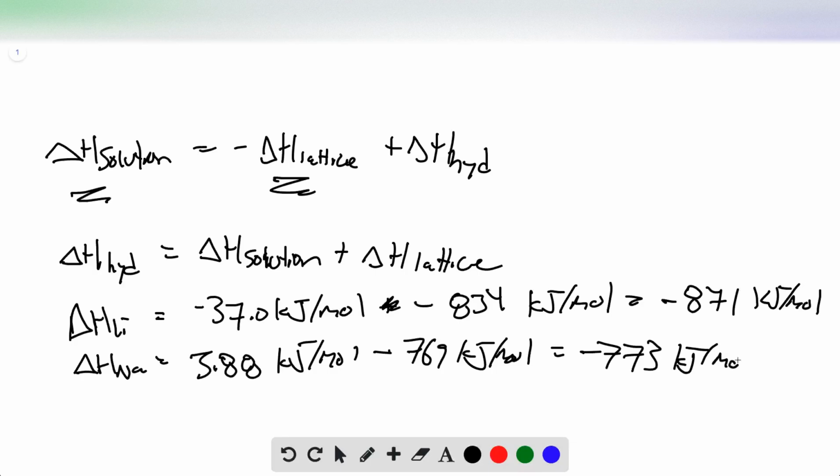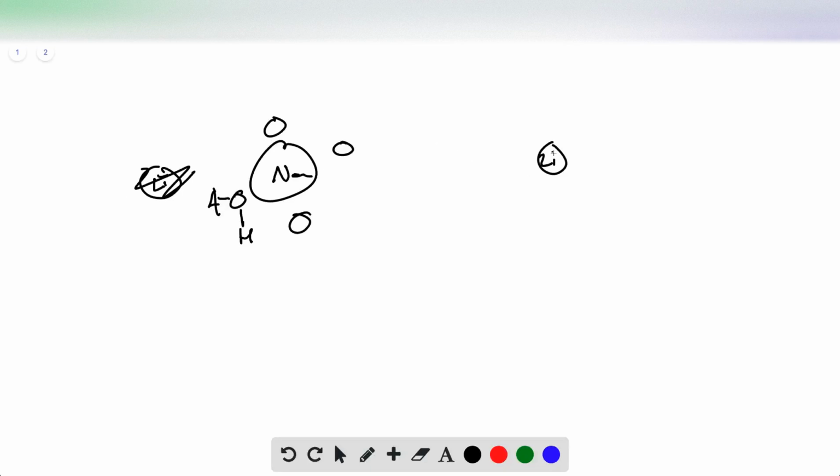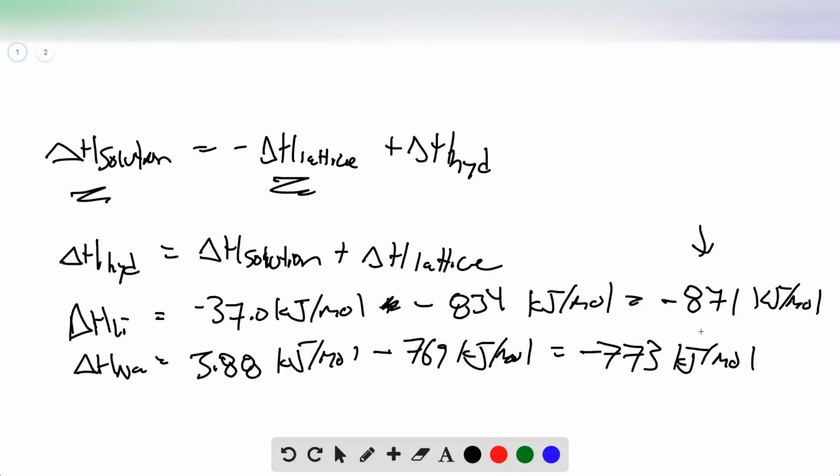Okay, so we can see that lithium has a significantly lower, more exothermic heat of hydration than sodium does. And the reason is this. Sodium and lithium are basically exactly the same, but sodium's way bigger. So sodium requires a certain amount of energy to push the water molecules away from each other where they otherwise might have been, whereas lithium can fit right in without really moving any water molecules out of the way. So the reaction ends up being much more exothermic.